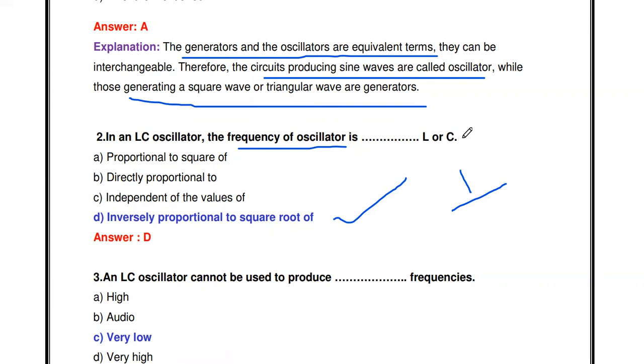In LC oscillators we already discussed Hartley, Colpitts and Clapp. If you want to learn from those previous videos, I will give a link in the description box. The frequency of oscillation for the LC oscillator has the formula F equals 1 by 2 pi root LC. So the frequency F is proportional to the square of L and C, directly proportional to L and C, independent of L and C, or inversely proportional to the square root of L and C. Looking at this formula, the frequency F is inversely proportional to the square root of LC.